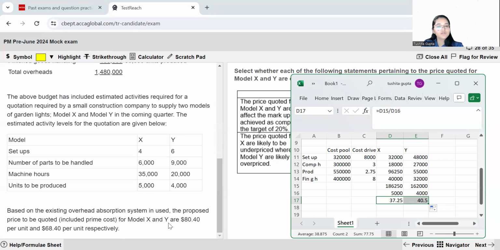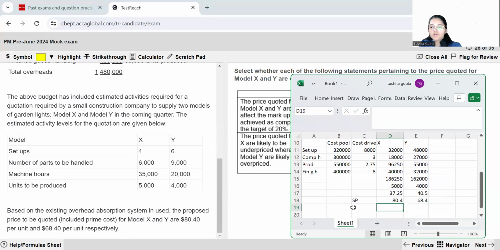Including prime cost. So we are given the selling price: 80.4 and then 68.4. On that basis, if I just apply a 20% markup on just my overhead, how much is my markup going to be? The markup is going to be, if I just multiply this by 1.2, so that I see how much I am basically getting.